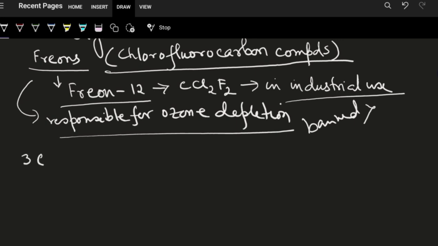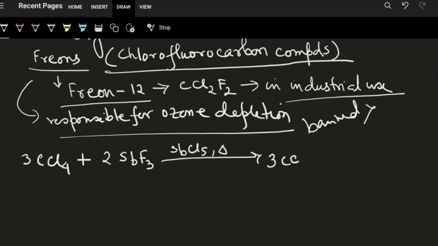There is one reaction where we can see that carbon tetrachloride reacts with antimony fluoride, SbF3, in presence of antimony chloride and heat, and it forms CCl2F2. This is your Freon 12, plus 2 moles of SbCl3. So this is how Freon 12 is prepared.